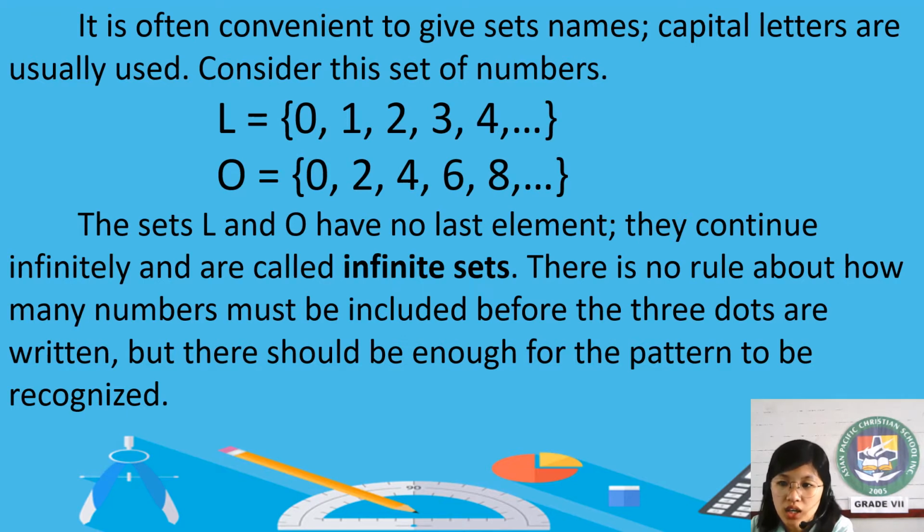So, halimbawa, yung sa mga elements ng set L, okay lang kahit hanggang 3, or okay lang kahit dagdagan natin siya, maging 5, 6, 7, 8, and so on. Basta, makita natin yung pattern. So, sa set L, yun yung mga whole numbers, and sa set O, kung hanggang 6 lang siya, okay lang. Basta na-recognize yung pattern. So, yan ay mga even numbers.